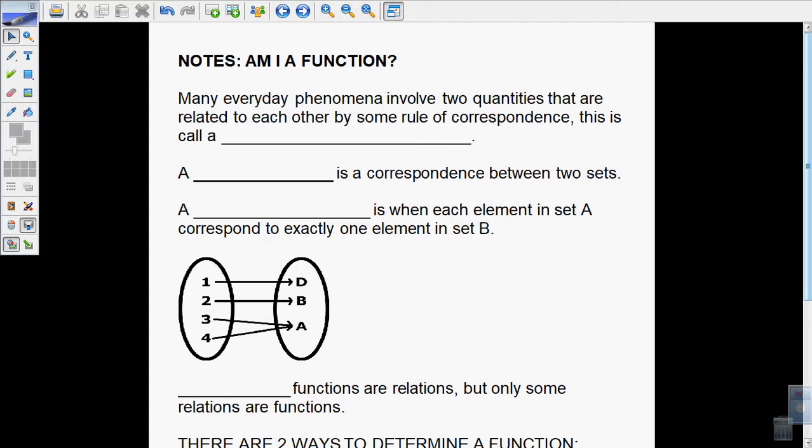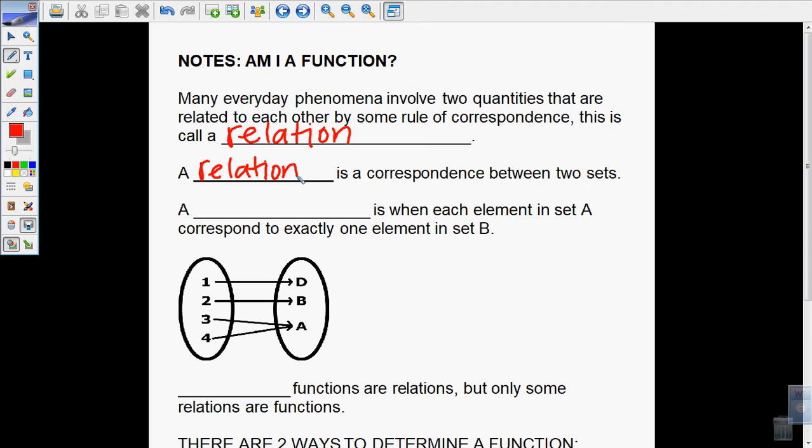So many everyday phenomena involve two quantities, right? And how they're related, that's called a relation. So for example, you're related to your mom because she's your mom, and your relation is mother-daughter, mother-son. So we call that a relation. So in this blank, we're going to write relation. Okay? So in math terms, a relation is a correspondence between two sets. So two sets of data.